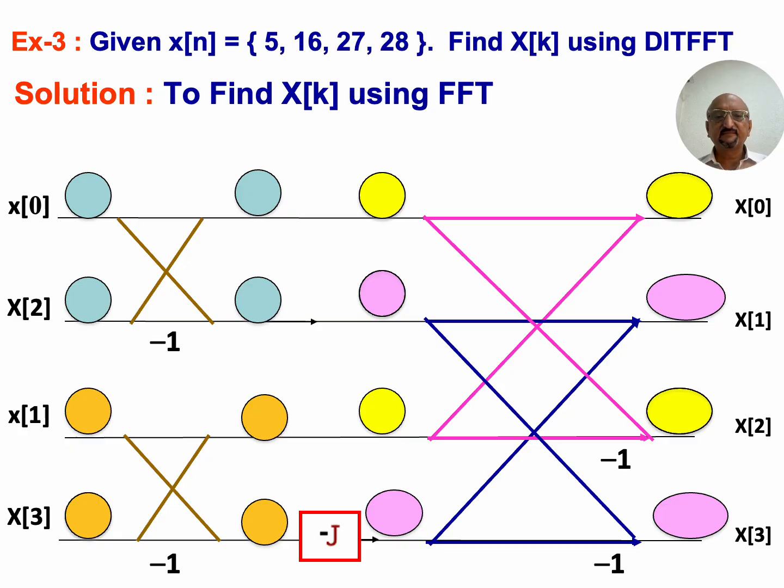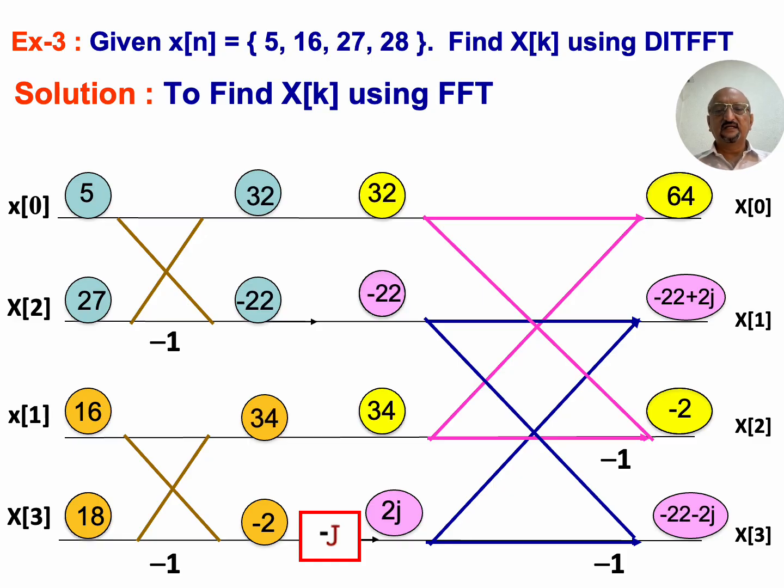Now x of n is given, we want to find X of k using the DIT FFT flow graph. So this is a DIT FFT flow graph, same thing. We'll take this input, we'll apply the sum and difference strategy for every stage, and we'll get some answer.